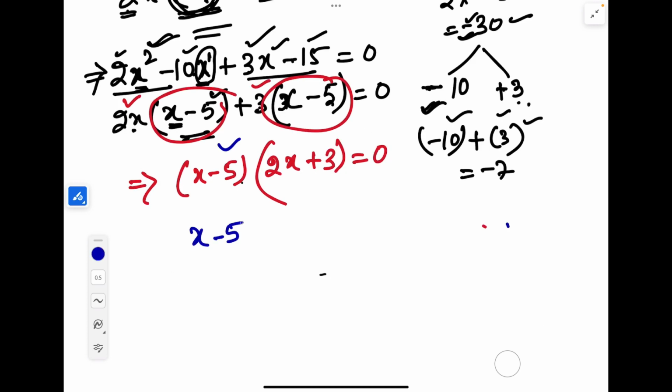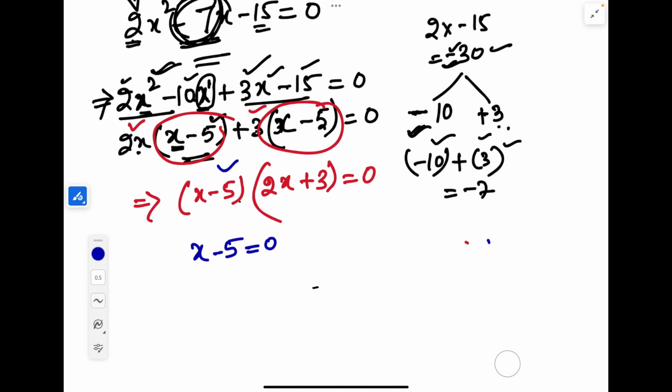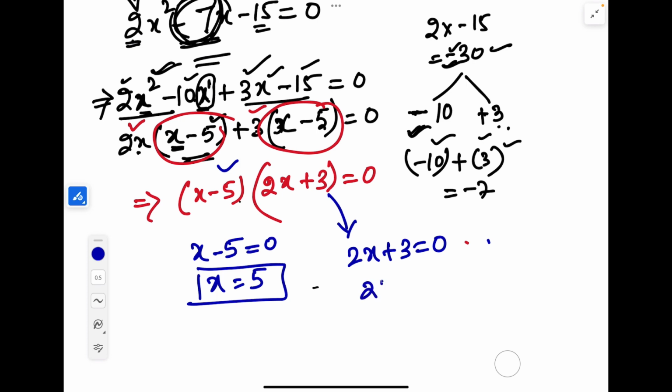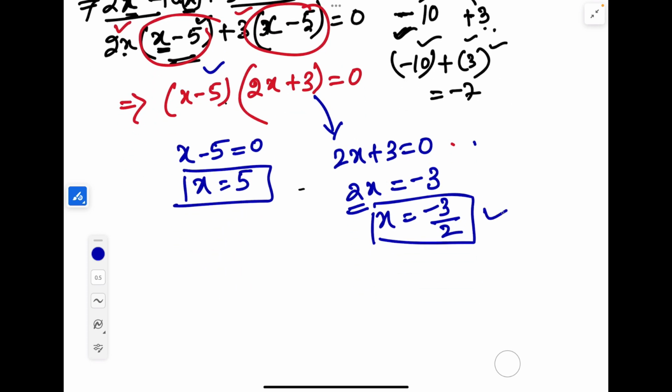Okay, this factor, x minus 5 is equal to 0. So क्या हो गया, x is equal to 5. This is one of the 0 of the polynomial. Now equate this factor with 0. Then you will get 2x is equal to minus 3. So x is equal to minus 3 by 2, x is equal to 5. These 2 are the zeros of the given polynomial.